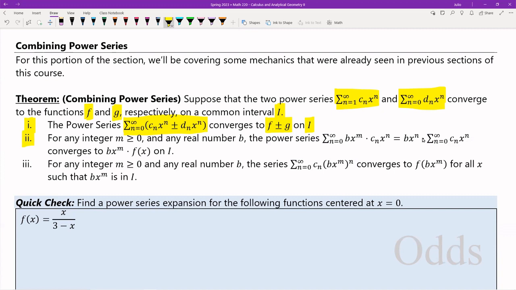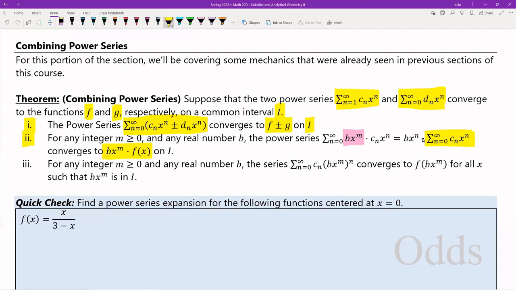Two states that, and I'm going to do it in another color here, suppose you have a b times x to the m, some random multiplication of a b times x to the m term. Notice that this b x to the m term does not have an n attached to it, so we can easily factor that thing out, in which case you get left with the power series of f of x. Which means that this thing should converge to b x to the m times f of x on my interval I.